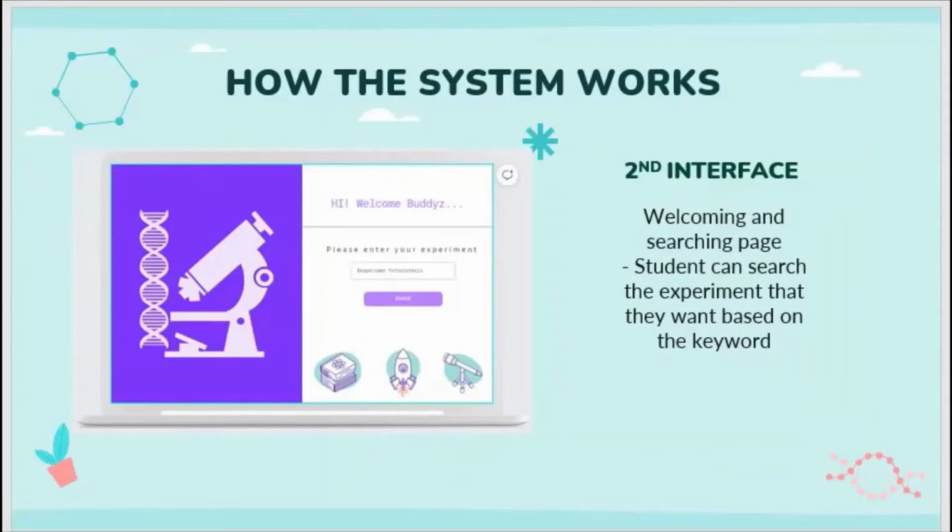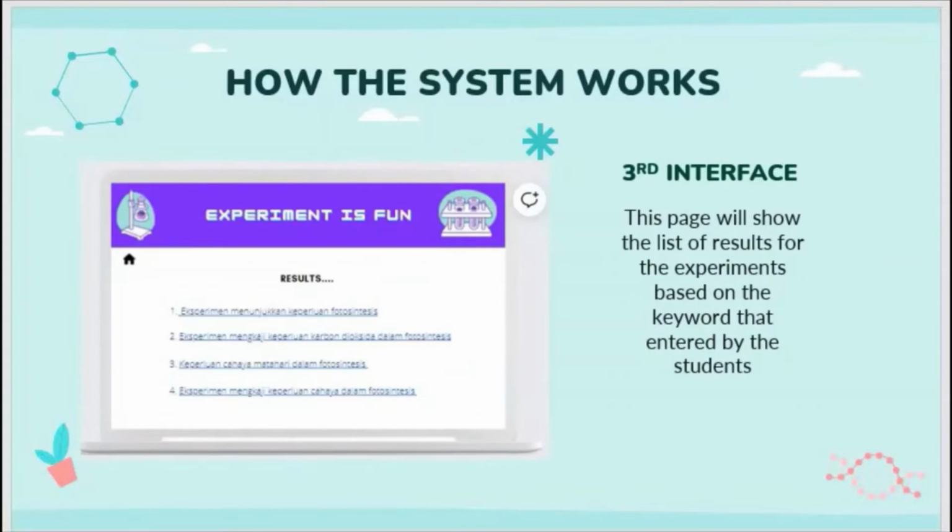Okay, for the second interface, this is the welcoming and searching page. It is for the student to search for the experiment based on the keyword that they enter. For example, they enter the keyword experiment photosynthesis, and then they click enter for the system to search in the database. The third interface will show the list of results for the experiment based on the keyword that the student entered.